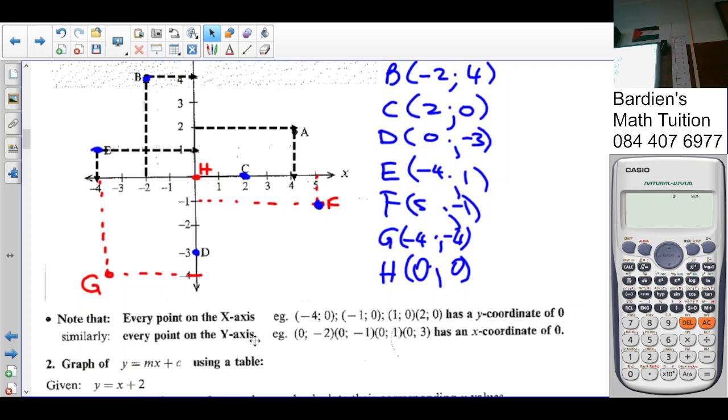every point on the y-axis, for example (0, 2), (0, -1), (0, 1) and (0, 3), has an x-coordinate of 0. That means anywhere on your y-axis, x is 0. Anywhere on your x-axis, y is 0.